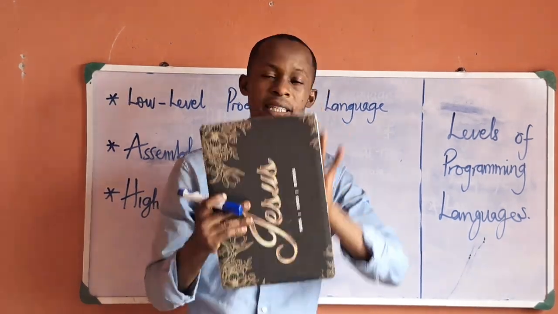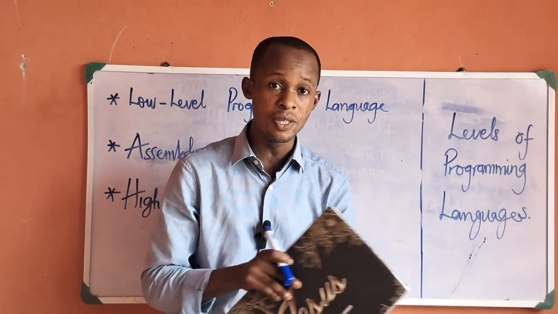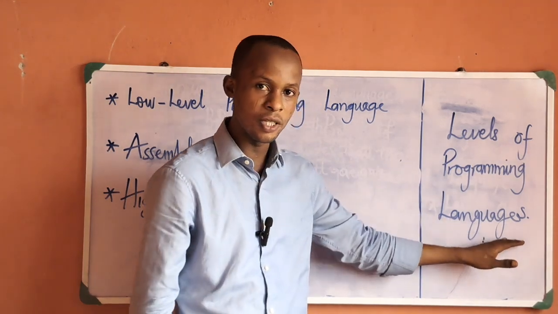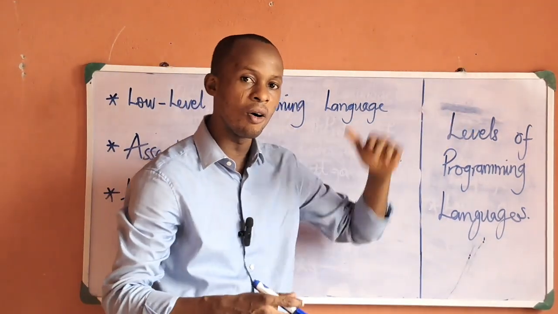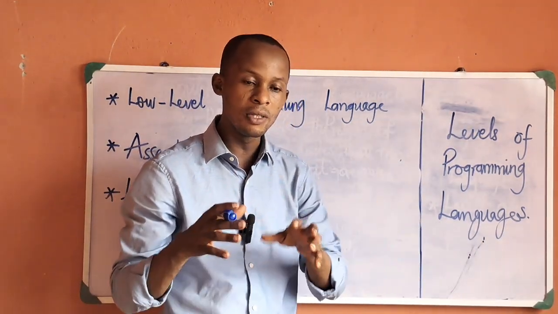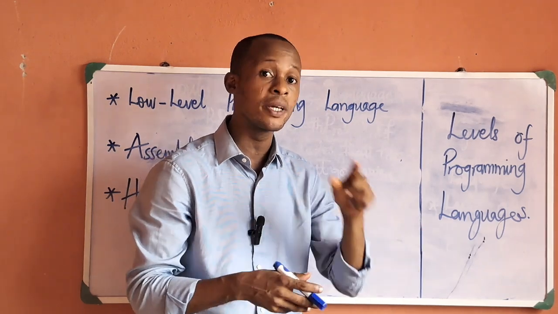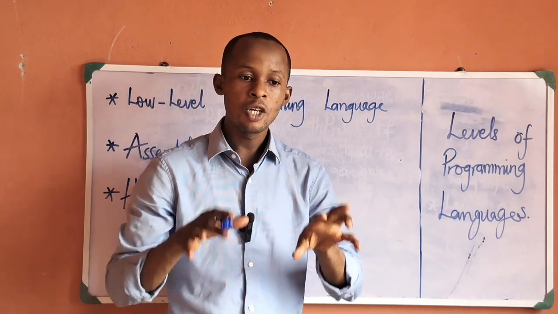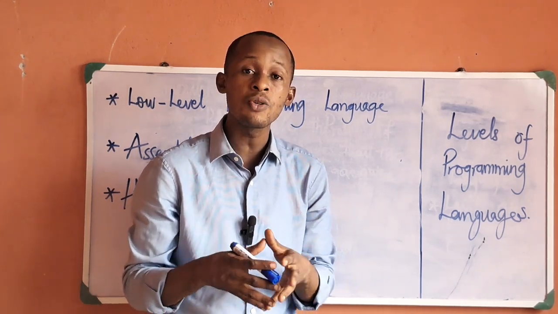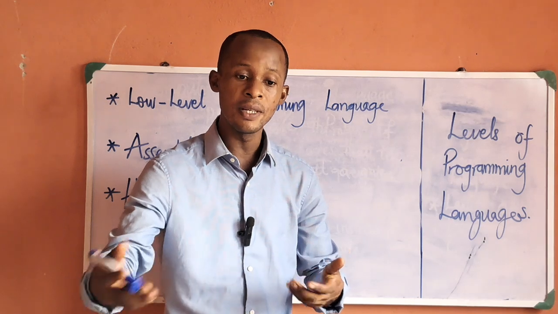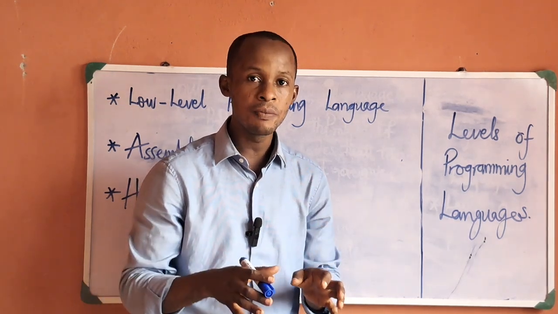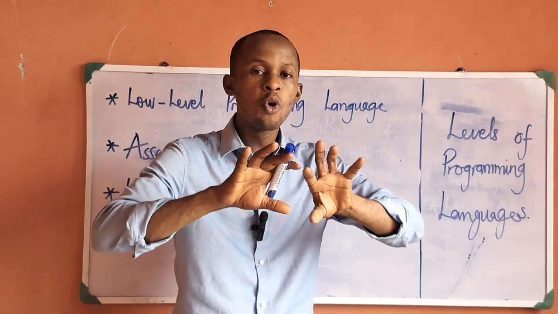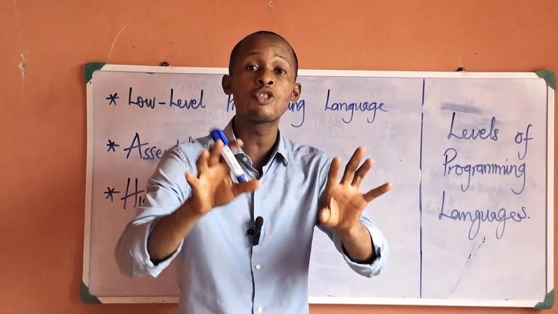In this class, we're going to continue from where we stopped. We're going to be looking at the levels of programming language. We have looked into the meaning of computer programs and the meaning of computer programming language, because you were taught in the previous class that computer programs are also written in specific languages. These languages are used by computer programmers or program developers to instruct the computer on what to do.